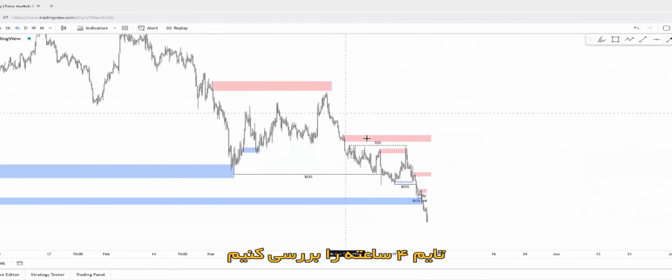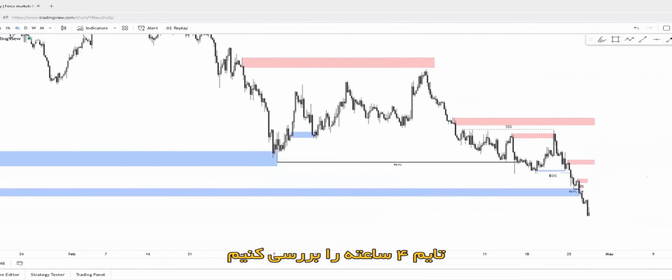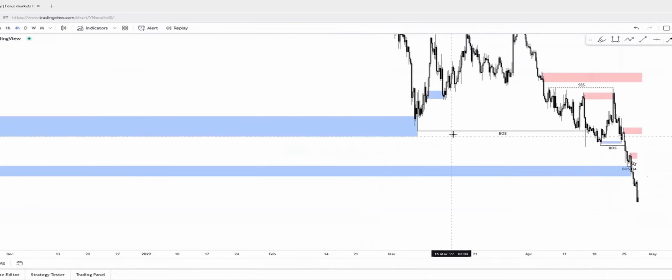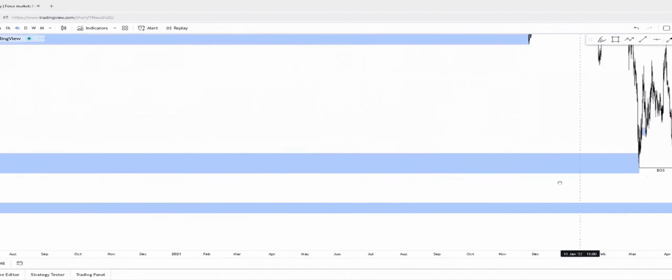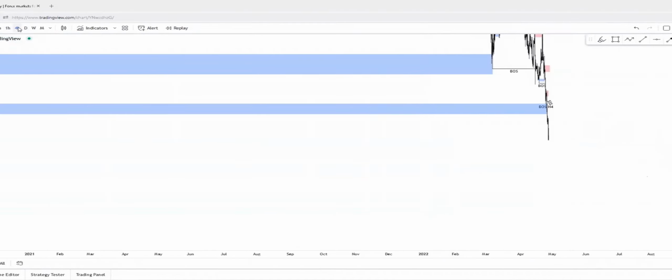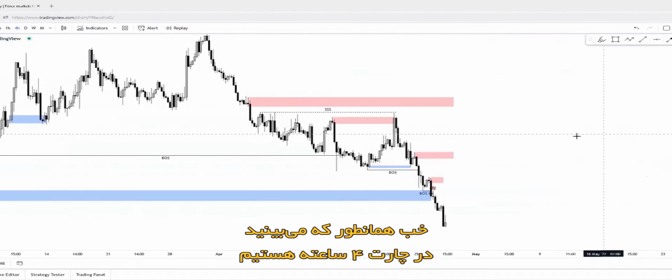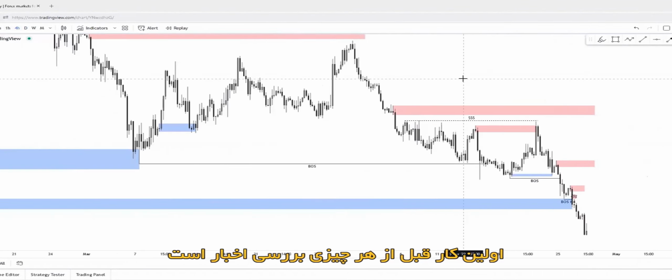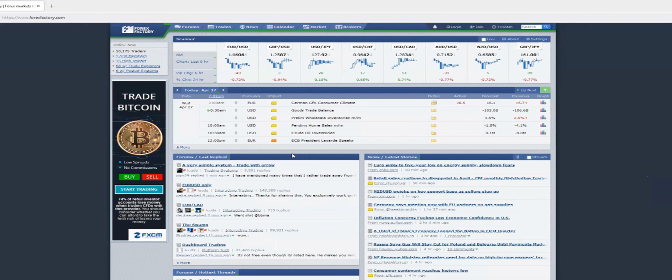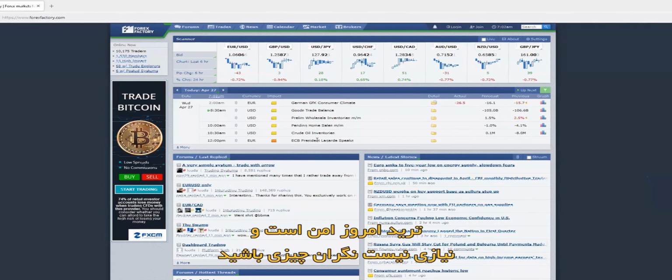So let's start the analysis on the 4-hour chart and see what price is actually doing right now. Okay, so we're on the 4-hour chart, as you can see. The first thing we do is check the news. Every single time we do the analysis, we check the news before. As you can see, today there won't be any high impact news, so it's safe to trade today. You don't have to worry about anything.